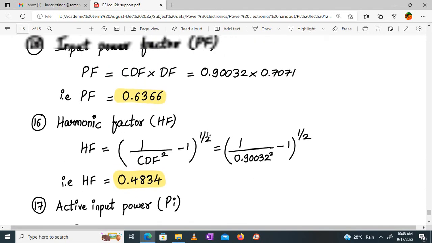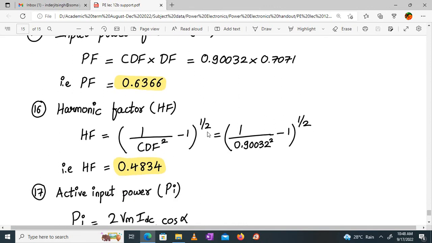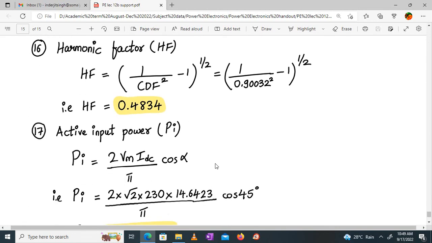So next, after finding the power factor, we are finding harmonic factor HF, which is equal to 1 upon CDF square minus 1 the whole raised to half. So CDF is around 0.9. So 1 upon 0.9 square minus 1 raised to half. So harmonic factor is coming out to be 0.4834. Right? That's also a fixed value in full converter.